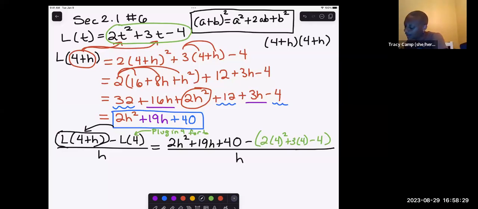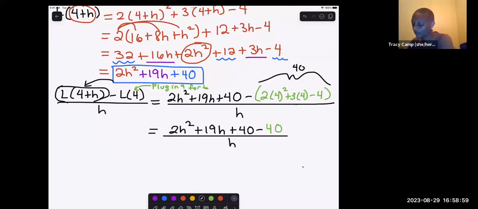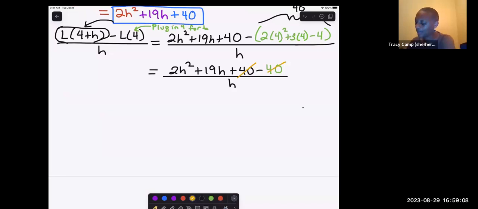From here, 4 squared is 16. 16 times 2 is 32 plus 12 is 44 minus 4. So all of this ends up being just 40. So I end up with 2h squared plus 19h plus 40 minus 40, all of that in the parentheses. And then this is over h, and you'll notice that the 40s cancel each other out. So all I'm left with now is 2h squared plus 19h over h.